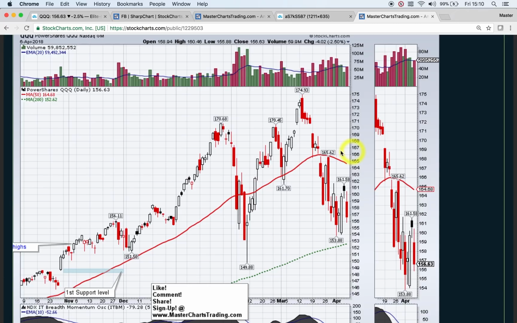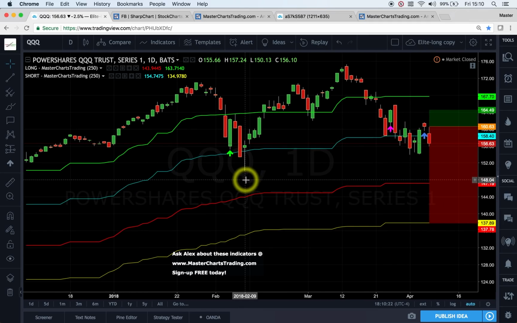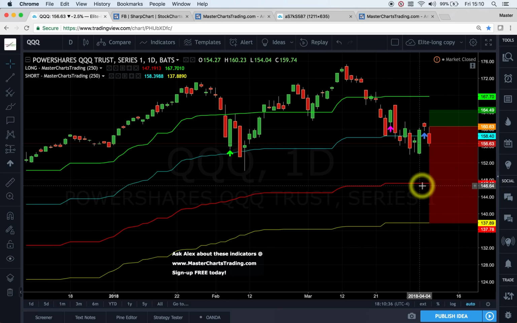QQQ could continue lower, possibly to at least retest the February 9, 2018 levels, so that could be around 149 or so, but possibly even lower to this red support line, which is currently at 147.